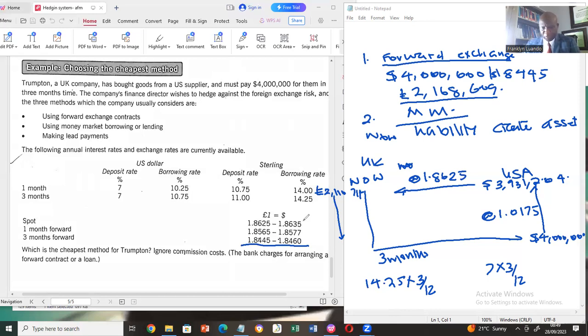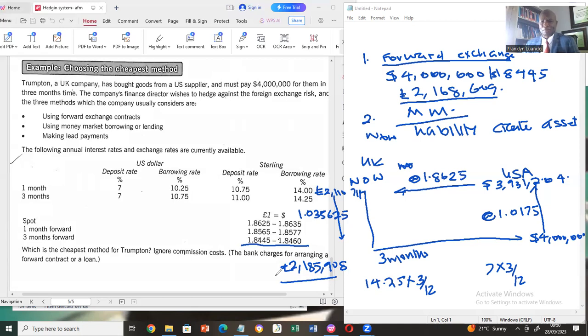So here you have 1.035625. So here you are going to multiply. When you multiply here, you are going to have 2,185,908. So to hedge using the money market, it will cost the UK company 2,185,409.08. That is hedging using the money market.